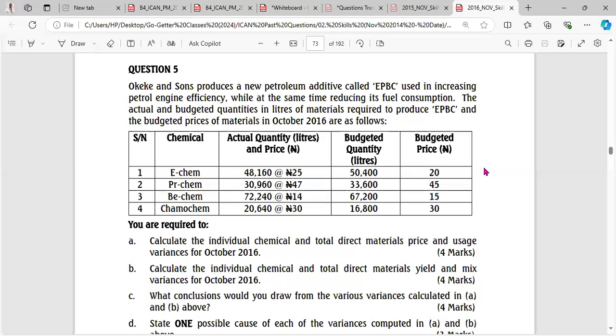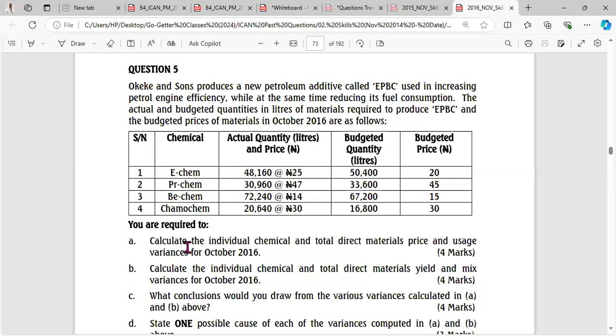Now, in place of material XYZ or WXYZ, we have EChem, PROChem, BEChem, and CHAMOChem. Look at the actual quantities and prices in liters. Look at the actual quantities at the actual price. Look at the budgeted quantity. Look at the budgeted price.